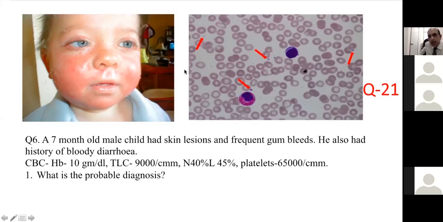So yes, you're right. This is Wiskott-Aldrich syndrome. Wiskott-Aldrich is a type of immunodeficiency. You can have eczema. You have microthrombocytopenia. The MPV is low. The platelets are very small in this condition, as opposed to ITP, where you have giant platelets and high MPV.